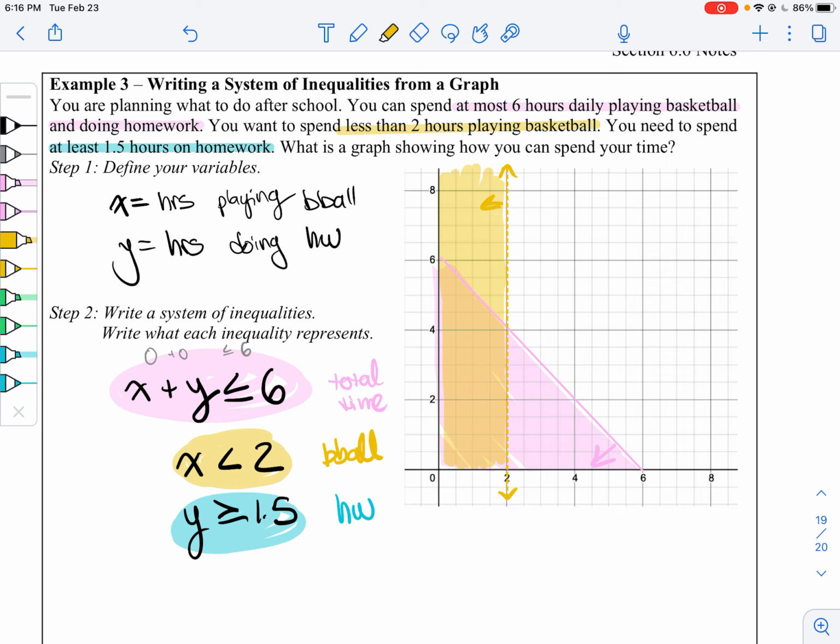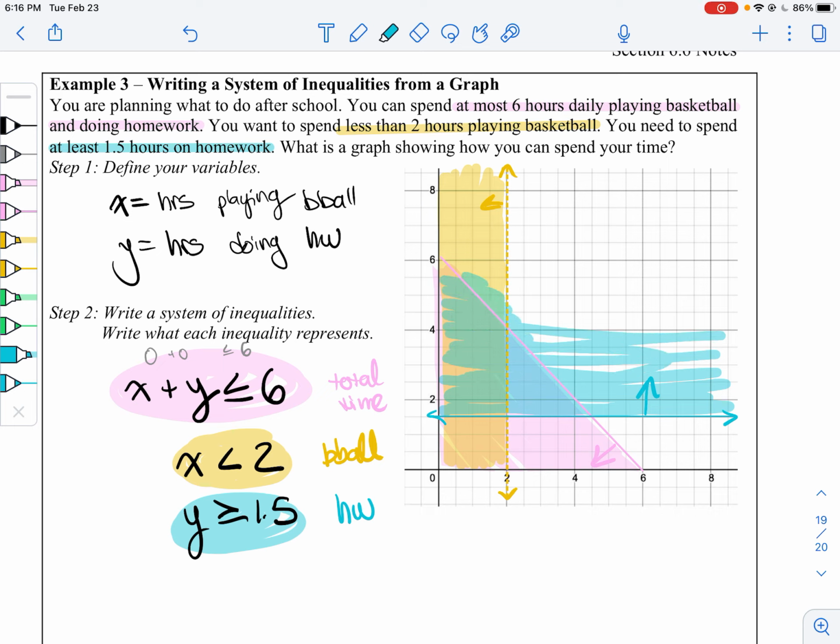Finally, we've got our homework time. Our homework time needs to be Y is greater than 1.5, which is going to go here. Sorry, greater than or equal to 1.5, which is going to go this way. Now, greater than means it's going to be above that. So we would theoretically shade all of this time.